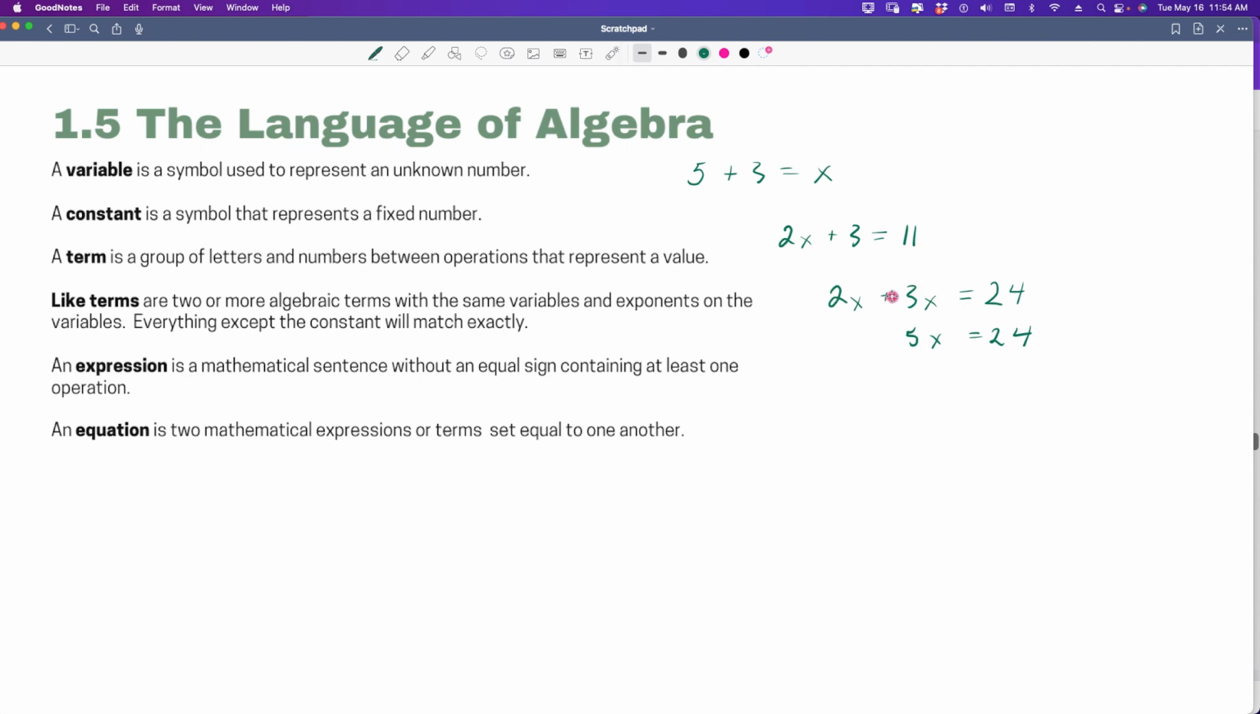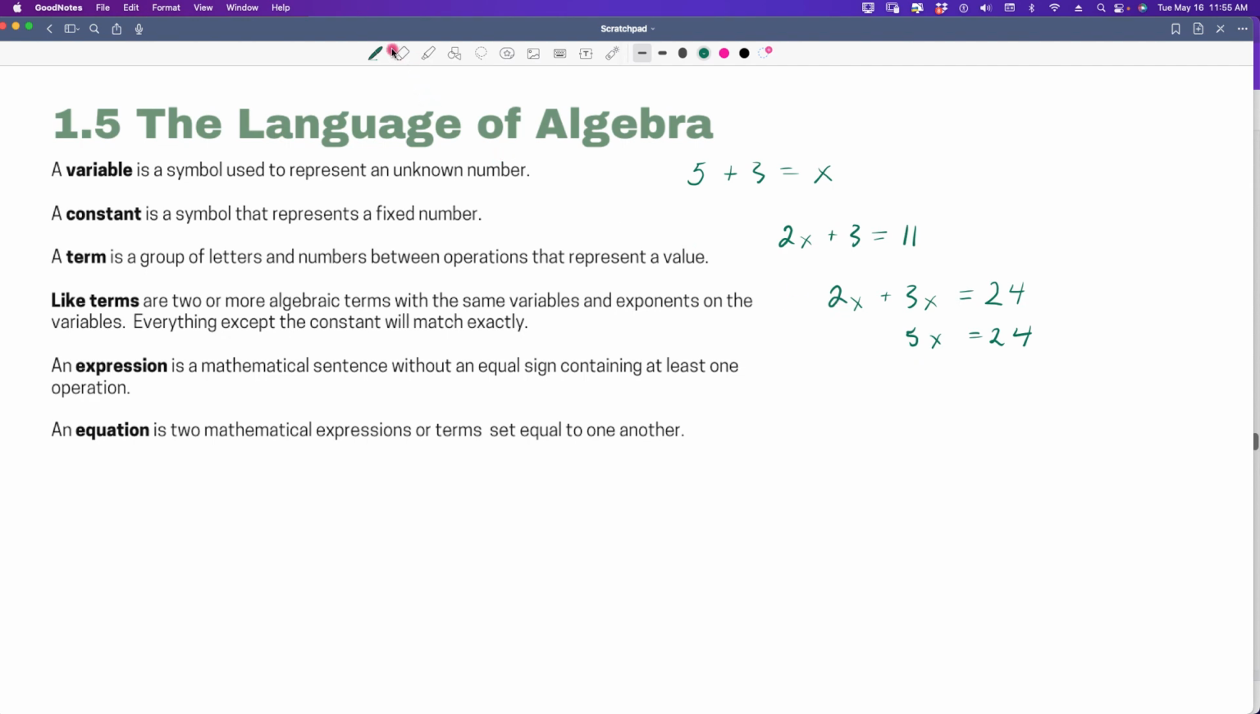Now, if this was a subtraction, a minus sign here, then it'd be 2 minus 3. We would be combining 2 and negative 3, and we'd have negative 1x, right? So that is how you would solve like terms. That's how you would combine them.